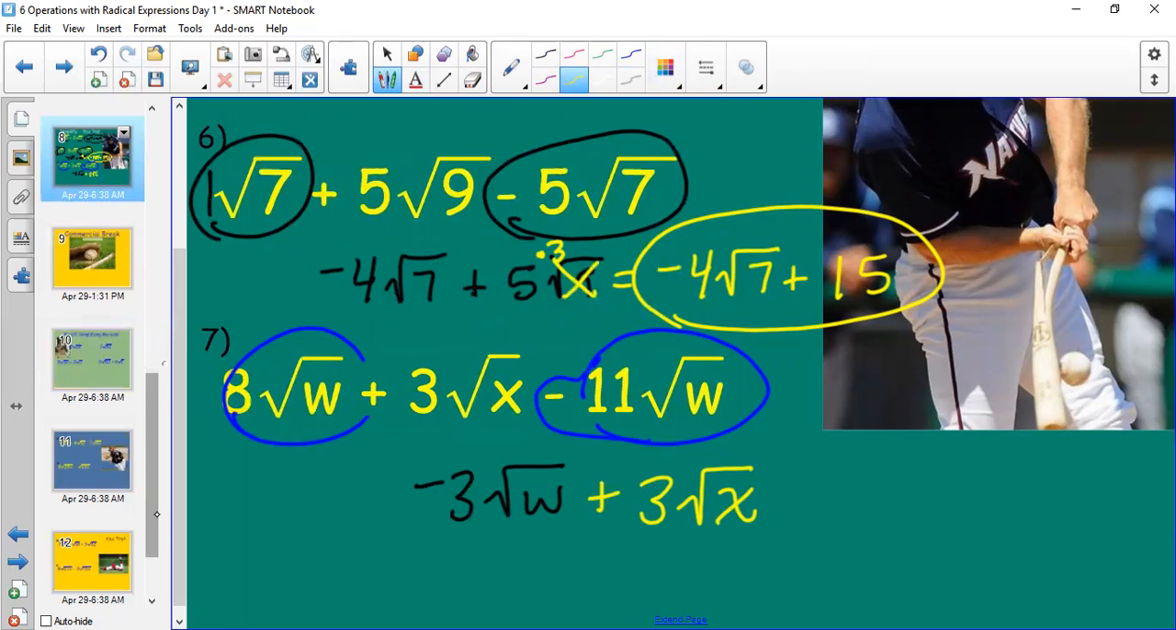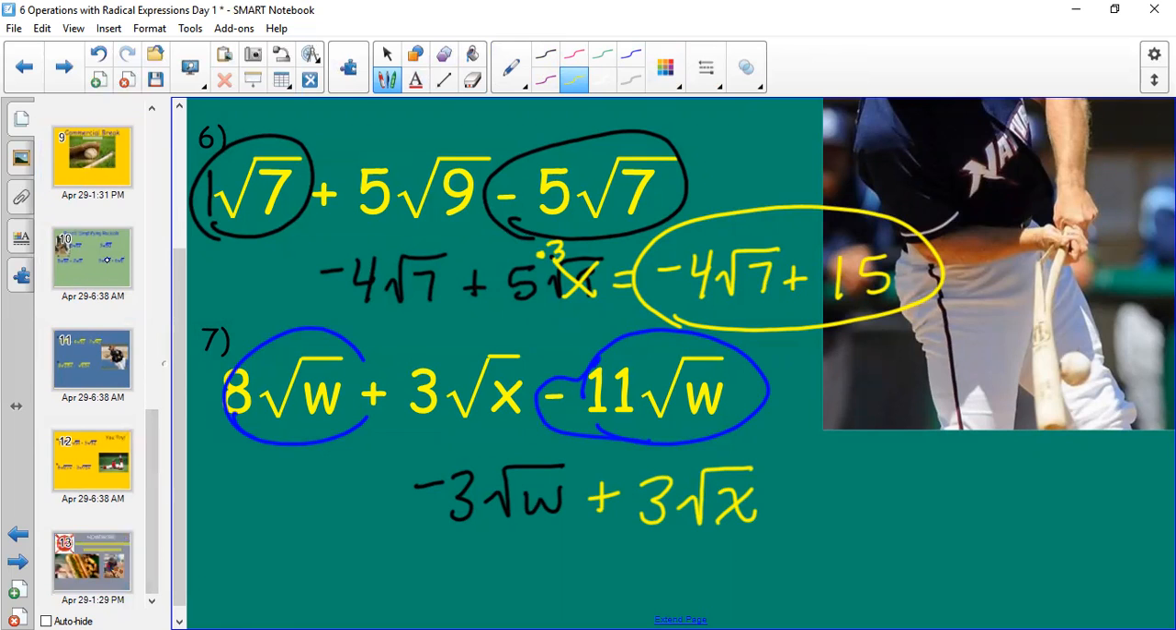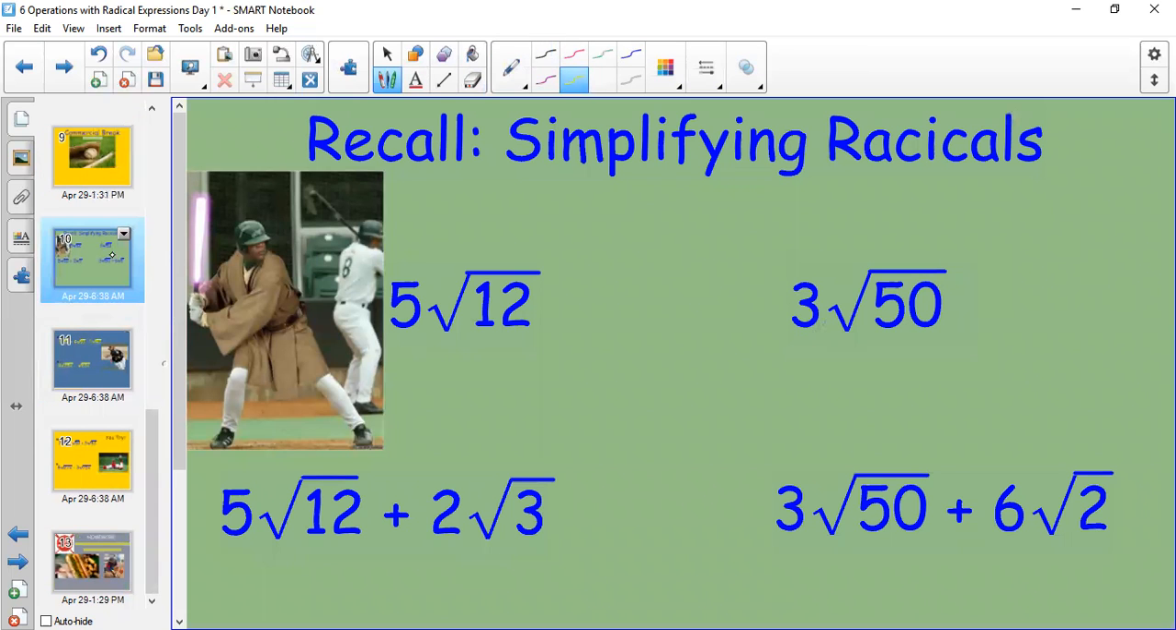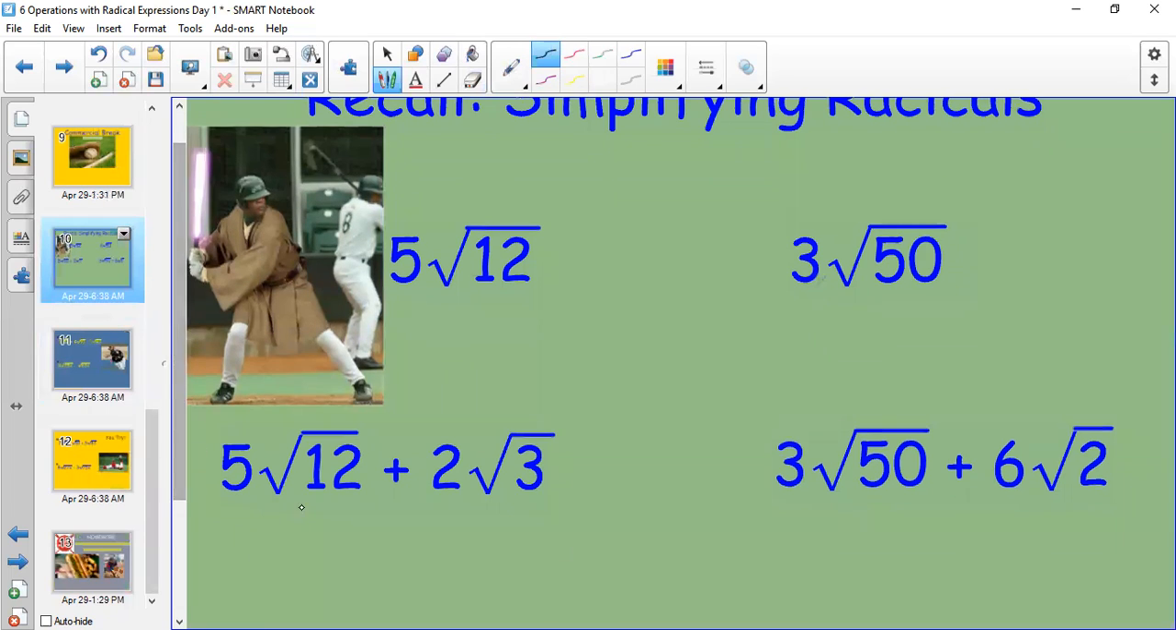Okay, so now that we've got the basics down, let's add a little bit more difficulty. Sometimes we're going to have to make them the same, and we can do that by simplifying them first. So for example, in this problem, I have 5 square root of 12 plus 2 square root of 3. They're not the same, but if I simplify the square root of 12, I can make them the same.